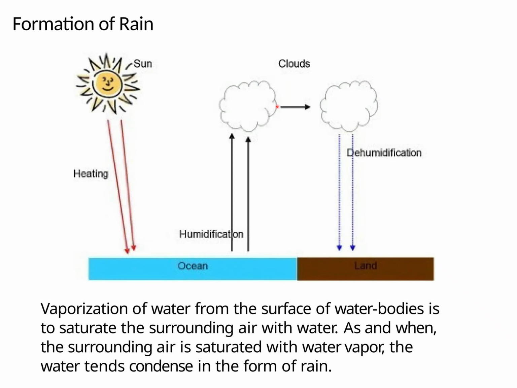Whenever the vapor converts into cloud, it comes back to the land, and this causes dehumidification. So this is humidification, the creation of moisture in the air, and this is dehumidification, where the moisture is condensed again into water. Evaporation of water from the surface of water bodies saturates the surrounding air with water, and when the surrounding air is saturated with water vapor, the water tends to condense in the form of rain.